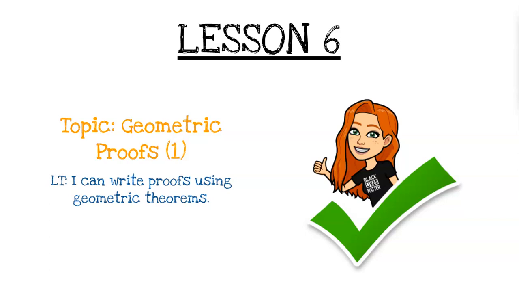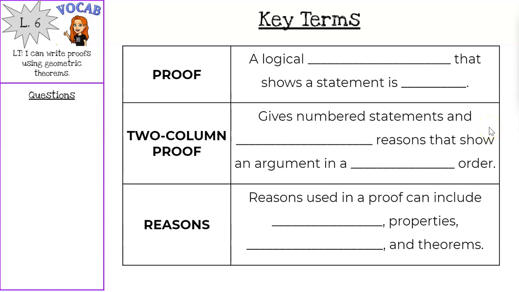Lesson 6, topic: geometric proofs, part 1. Learning target: I can write proofs using geometric theorems. First off, some key terms. A proof is a logical argument that shows a statement is true.